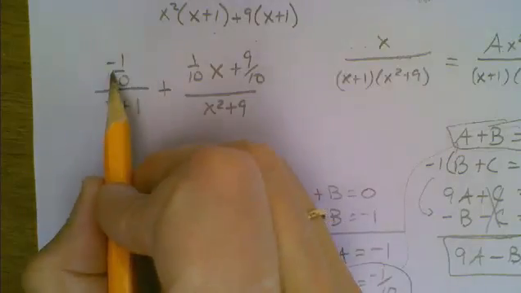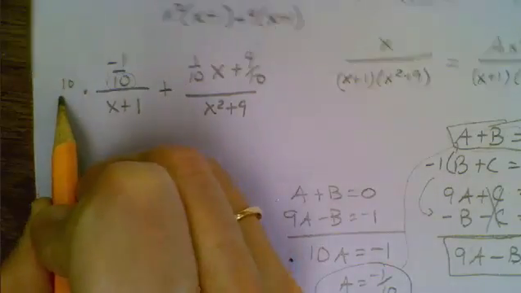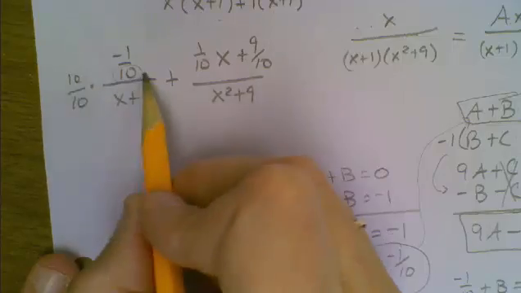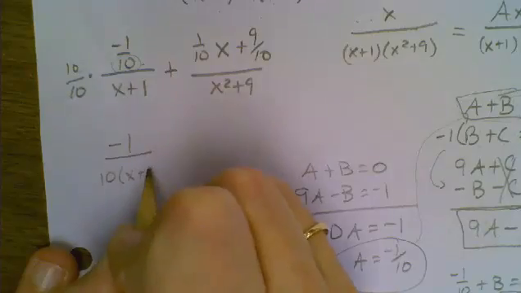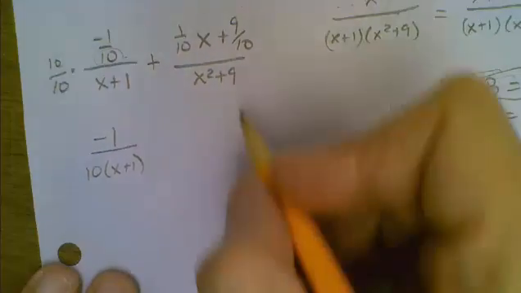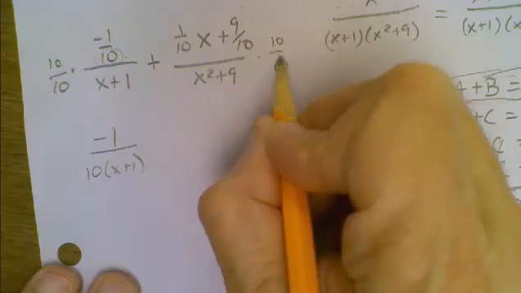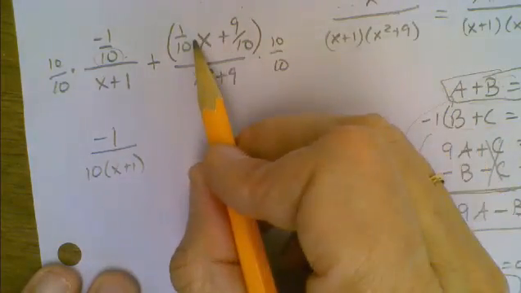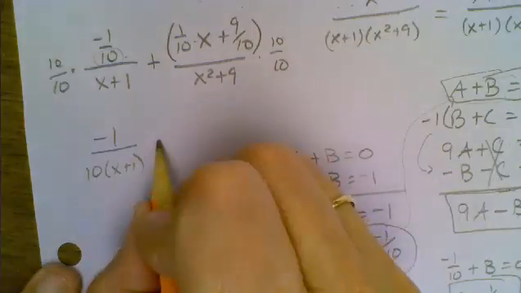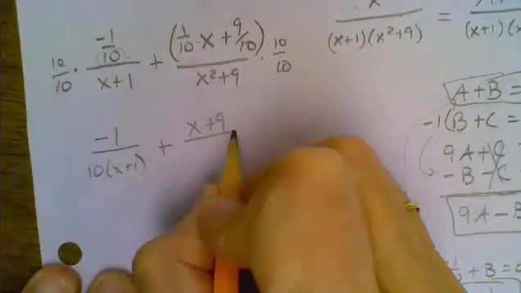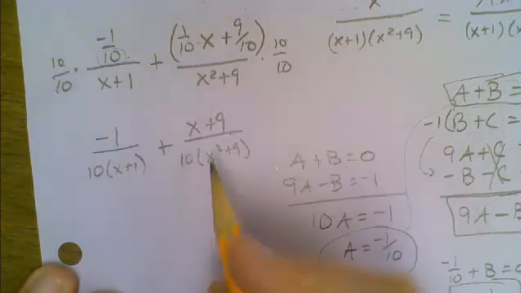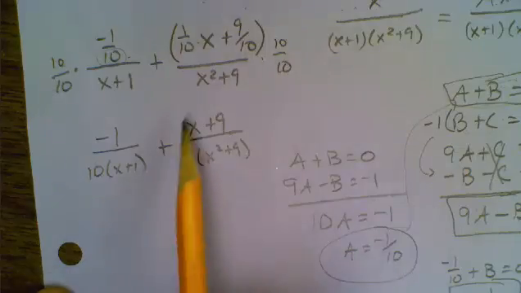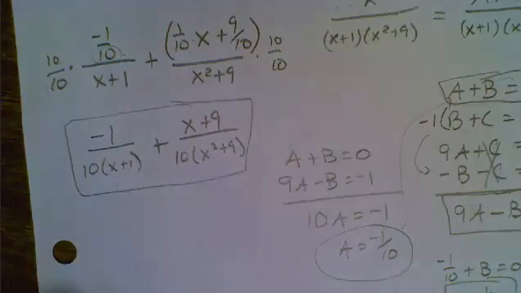Okay, so that's what I get using my a, b, and c, but we have to get rid of the complex fraction. So if this has a 10, I need to multiply that by 10. So 10 times negative 1/10 is negative 1 over, you don't have to distribute that 10, you can leave it like that. If you do, that's fine as well. Here I need to multiply by 10 over 10. So when I do that up here, I'm going to get 1x plus 9. And down here, I'm going to leave it as 10 times x squared plus 9. You can, again, distribute that to get 10x plus 90 if you would like. But there's the answer to that one.